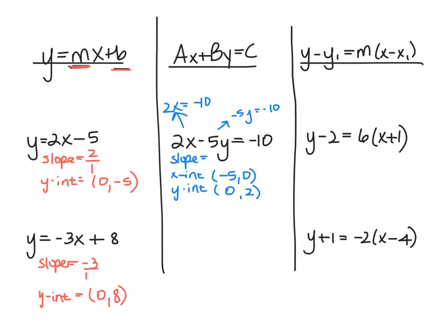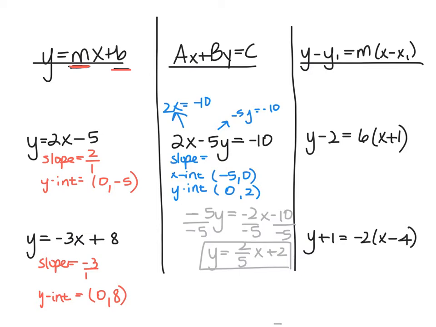So if I rearrange this so that I can get y by itself, I'm going to subtract 2x from both sides, so that's going to give me negative 5y equals negative 2x minus 10. And then I can divide everything by negative 5. That's going to give me y equals positive 2 over 5, because it's negative divided by negative, x plus 2. In that format, I also can get that the slope is 2 over 5. Notice that it also tells me the y-intercept is positive 2, which I was able to find from the beginning.